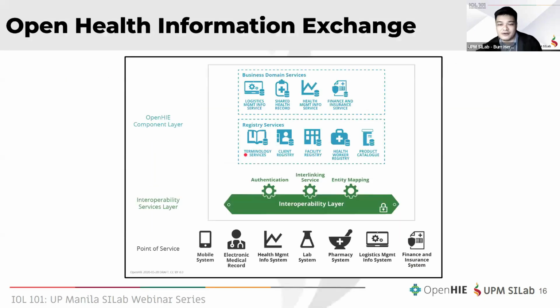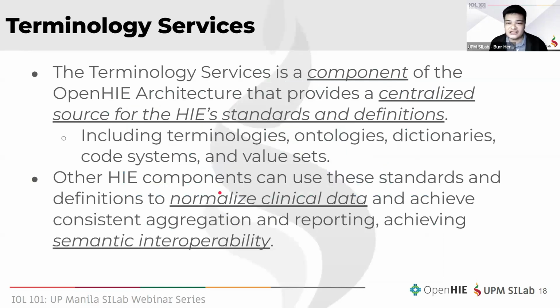So again, let's just go back to the OpenHIE framework. You could see here under registry services. The OpenHIE defines terminology services as a component of the health information architecture that provides a centralized source for health information exchange standards and definitions. So under the terminology services, it includes terminologies, ontologies, dictionaries, code systems, and value sets.